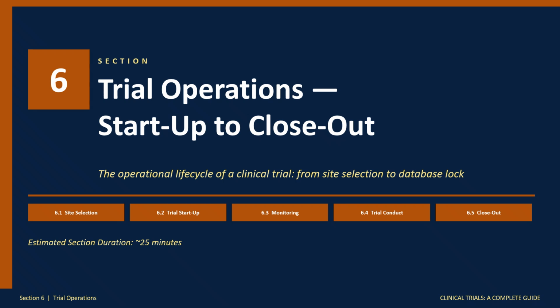This section follows the operational life cycle of a clinical trial from start to finish, selecting sites, activating them, monitoring what happens, managing the inevitable complexities of real-world data collection, and finally, closing everything down in a compliant, documented way. The people who do this work, clinical research associates, study coordinators, trial managers, data managers, are the operational backbone of clinical research. This section is for them, and for anyone who wants to understand what it actually takes to run a trial in the real world.